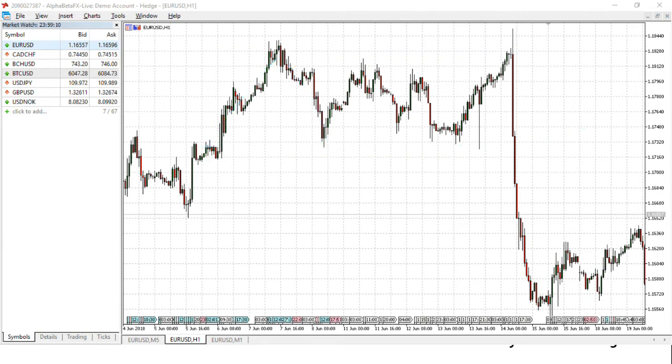The resistance line is this one. Okay, the support line is this one. And the market is consolidating within this pattern. The market tried to come all the way up, then fell back down. The market went up, down, and up again. The market has tried this consolidation.